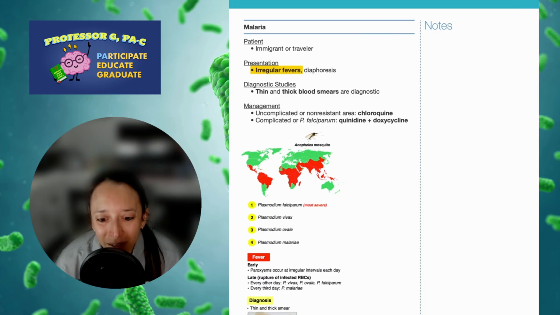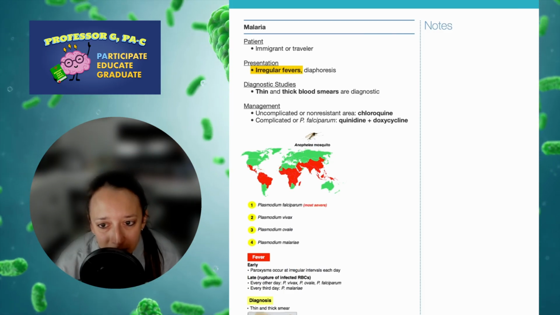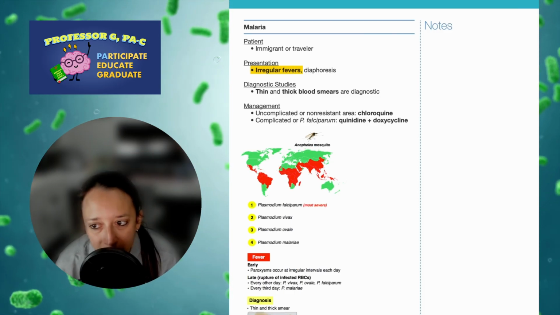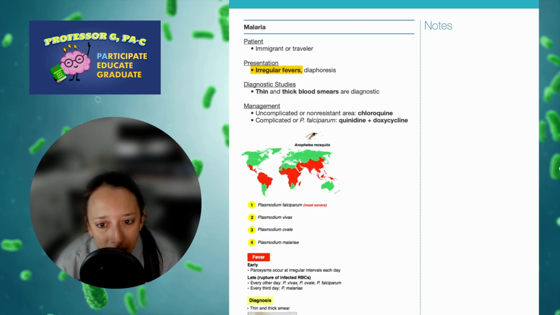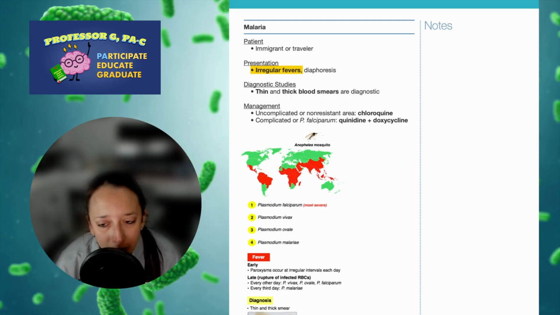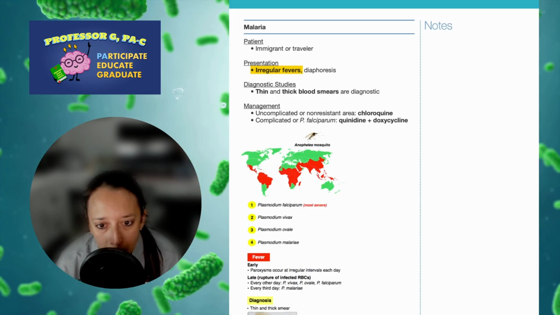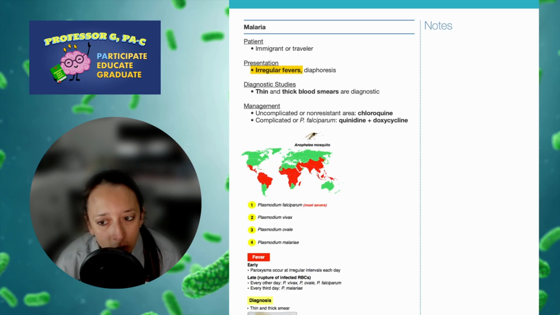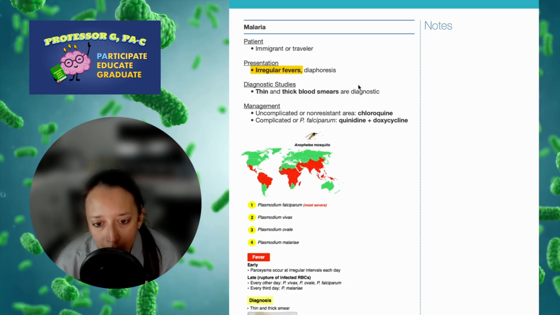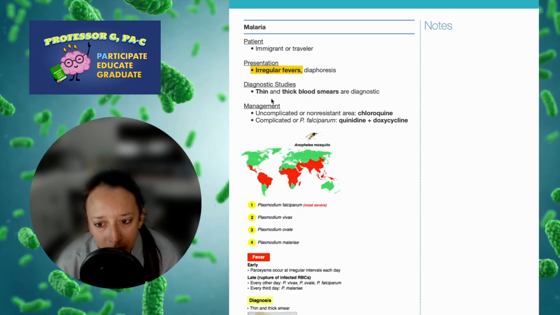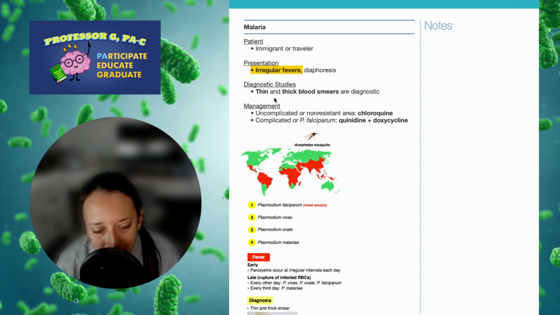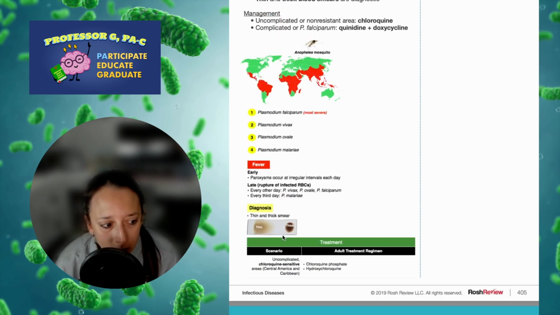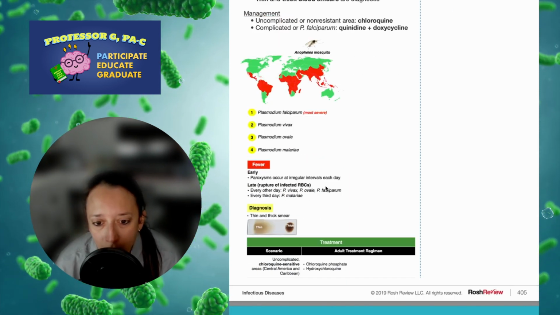All right, malaria. So this is caused by Plasmodium species and is transmitted via the Anopheles mosquito. And a patient typically is a traveler or an immigrant from an endemic area, and they present with cyclic fevers, chills, and diaphoresis. For diagnosis, we use the thin and thick blood smears, and that shows the parasite inside the RBCs. And there's a little picture of that down here.